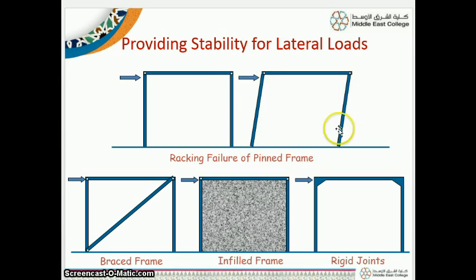If you have a steel structure like this and you apply a horizontal lateral force in this direction, the frame can face this type of sliding or movement. So these are called braced frames, and these are infilled frames. Already the frame is filled with some material. These are rigid joints, not pinned ones. This is welded, or fixed. So these are rigid joints and solid joints. So these are the different types of lateral loads.